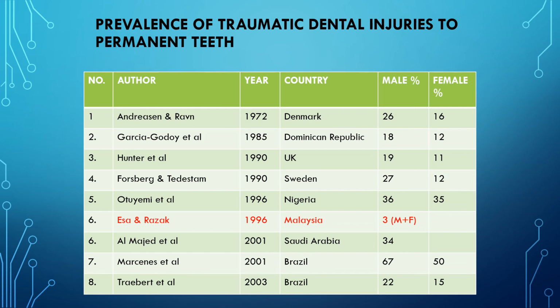Okay. Esa and Razak, 1996, Malaysia, about 3% in male and female. Okay. Al-Majid et al., 2001, Saudi Arabia, they have 34% of prevalence of dental trauma to permanent teeth. Marcinis et al., 2001, Brazil, have 67% prevalence of traumatic injuries to permanent teeth, which is very high. Trobet et al., 2003, again in Brazil, they only find out about 22% male and 15% female have prevalence of traumatic injuries to permanent teeth.